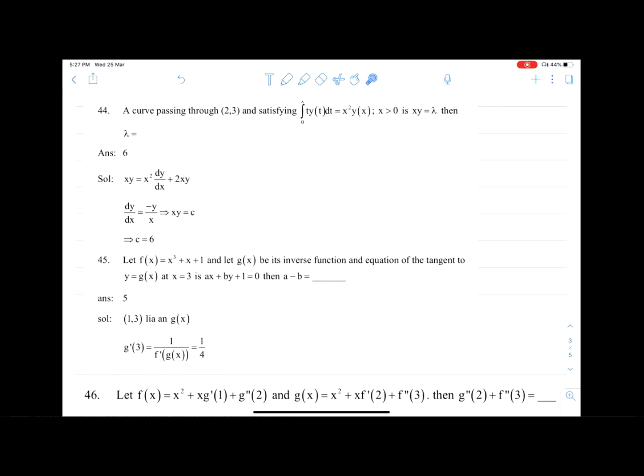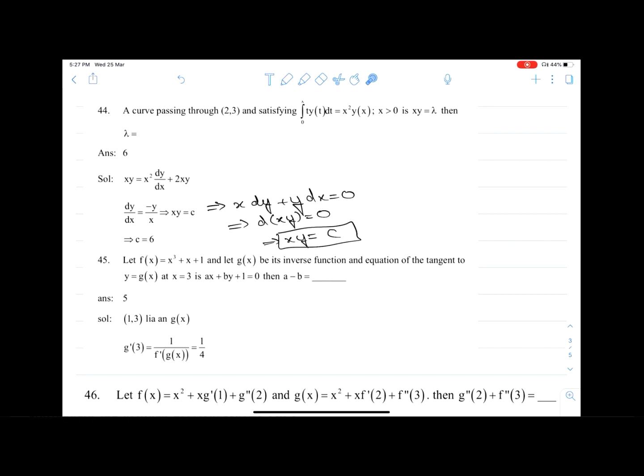Now, he mentioned x is greater than 0, so I can divide by this. I'll get this part. After this one, I can write it as x dy plus y dx is equals to 0, which implies d of xy is equals to 0, which implies xy is equals to a constant. And then you substitute the integration constant. For getting the integration constant, you substitute this 2 comma 3, you'll get c is equals to 6. We'll go for the next question.